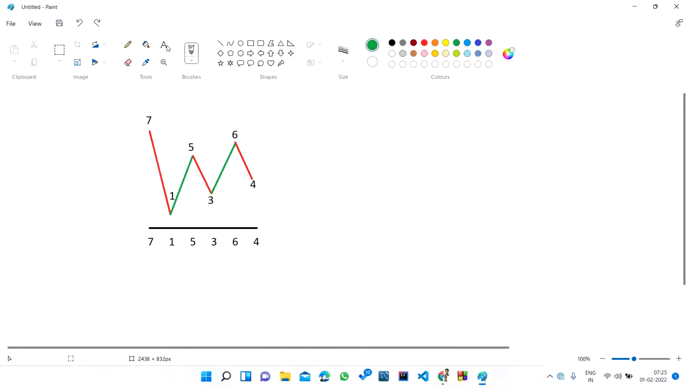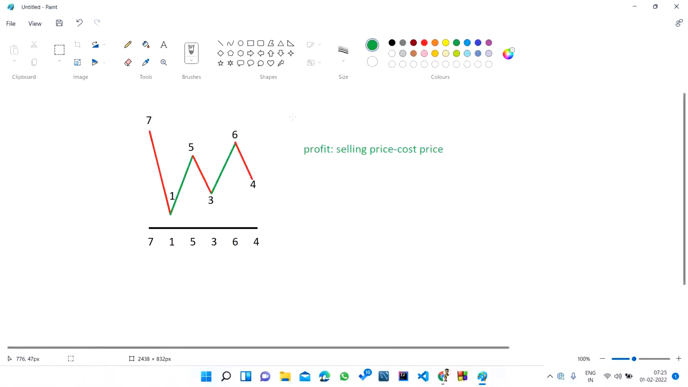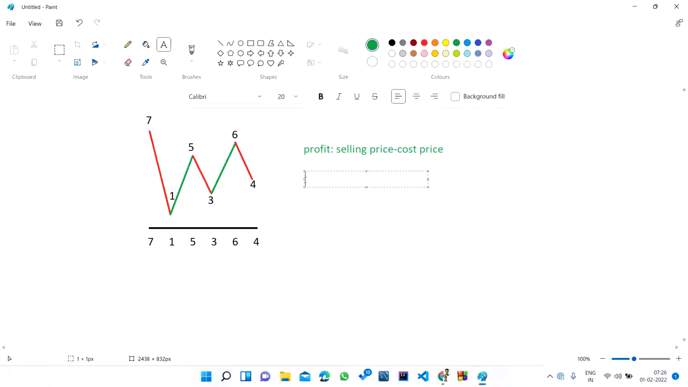So in order to achieve a maximum profit, what is the formula? As you know, profit is nothing but selling price minus cost price, right? And again we want the maximum profit, right? So in order to get the maximum profit, the selling price should be as maximum as possible and the cost price should be as minimum as possible. I hope you are getting it. So in this problem I just need two variables: the first one is cost price and the second one is selling price.